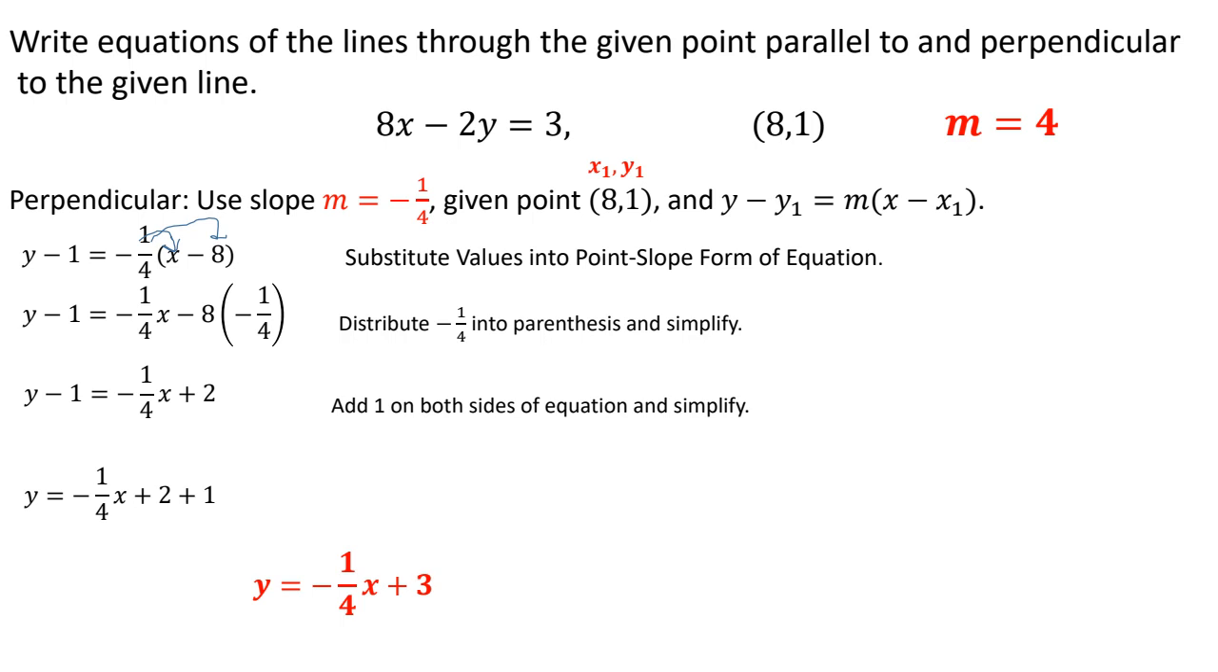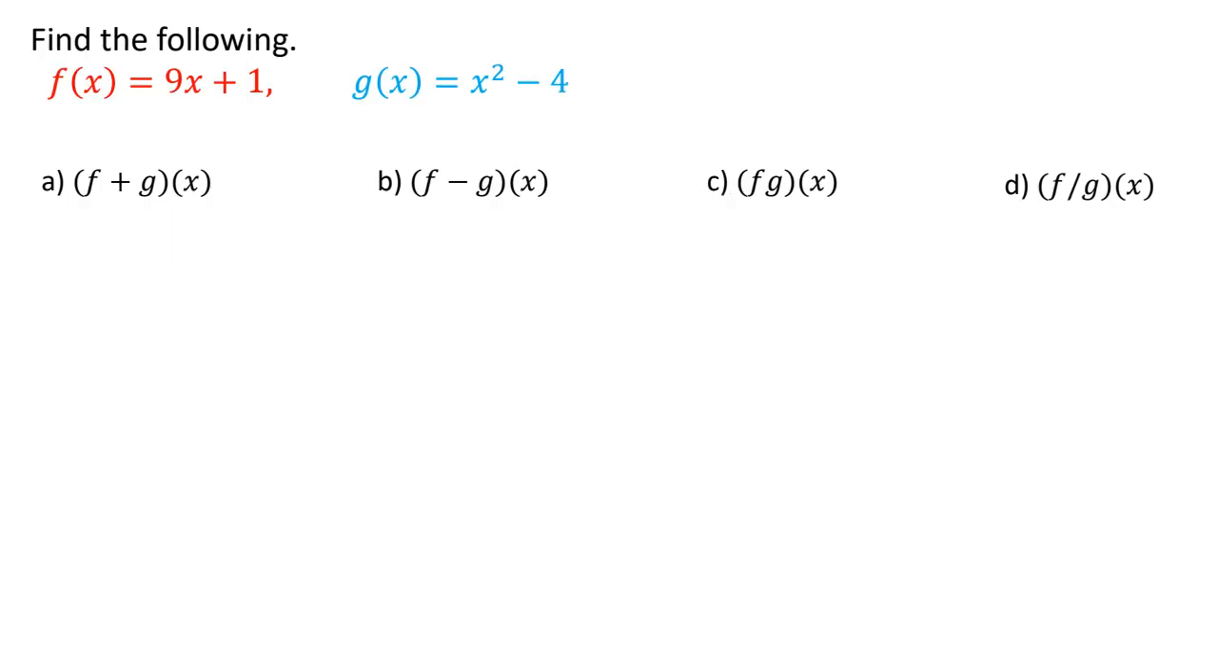Okay, the last step is to add 1 on both sides. And when I add 1 on both sides, I get y is equal to minus 1/4 x plus 3. And I've done it. This equation is perpendicular to this given equation, with this particular slope. Okay, all right. So let's look at something different.